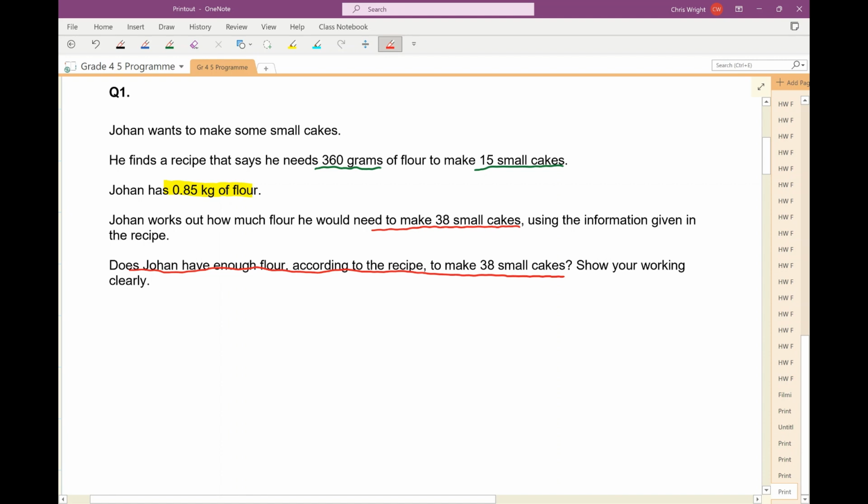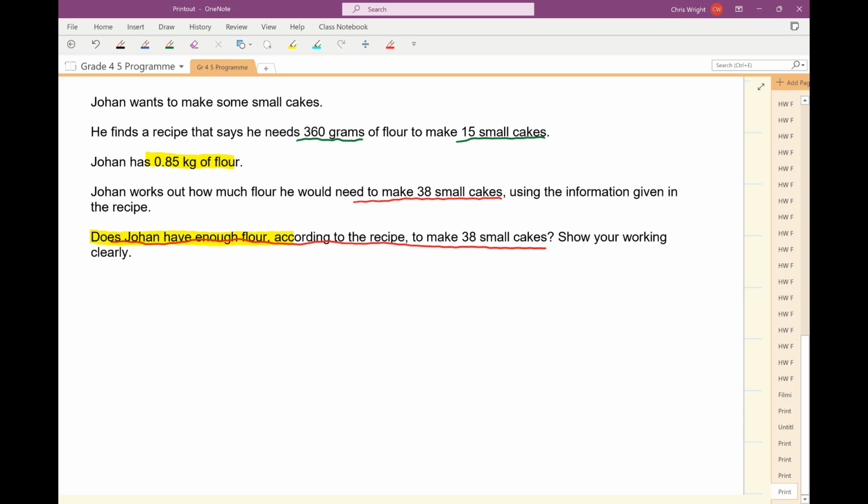Show your working clearly. The first thing to say is that this question, does he have enough flour, needs an answer which is either a yes or a no. So we must make sure that we do give a yes or a no. Now, let's read the question again and extract the information we need. The recipe says that you need 360 grams of flour to make 15 cakes.